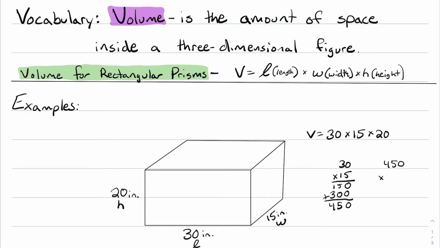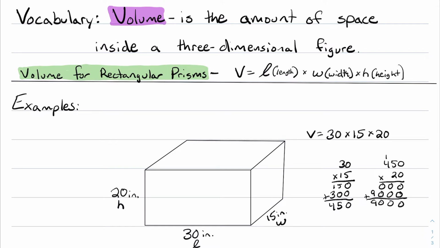Now what we need to do is take our 450 and multiply that by 20. 0 times 0 is 0. 0 times 5 is 0. 0 times 4 is 0. Can't forget to annex our 0. 2 times 0 is 0. A lot of zeros in this one. 2 times 5 is 10. Carry our 1. 2 times 4 is 8, plus that 1 gives us 9. We add that together, and we get 9,000.